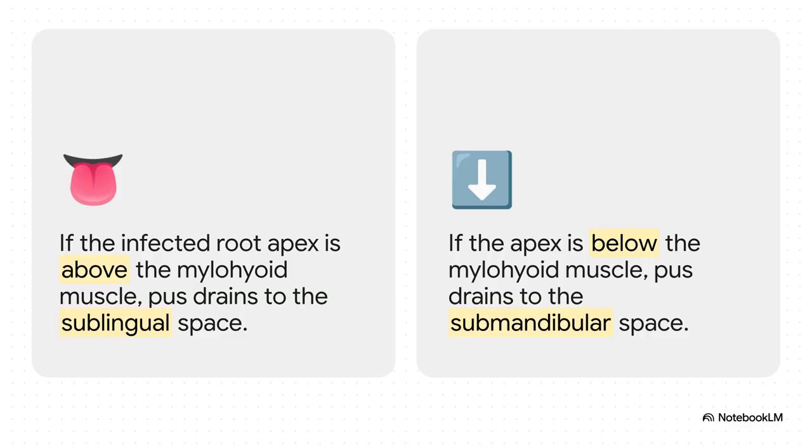It's the exact same logic down in the lower jaw, but the key landmark here is the mylohyoid muscle. That's what forms the floor of the mouth. If the infected tip of the root is above this muscle, the abscess forms in the sublingual space, right under the tongue.